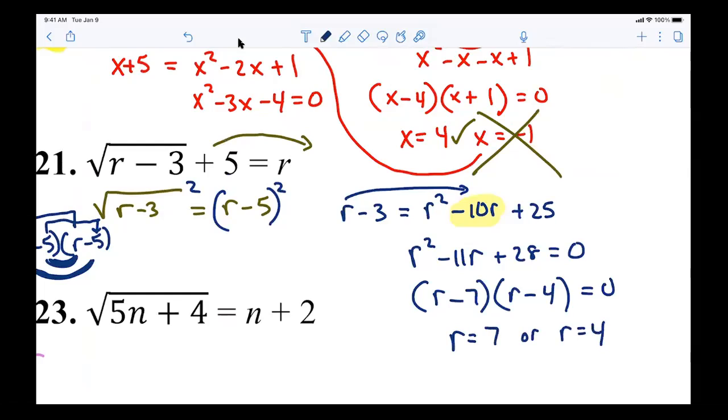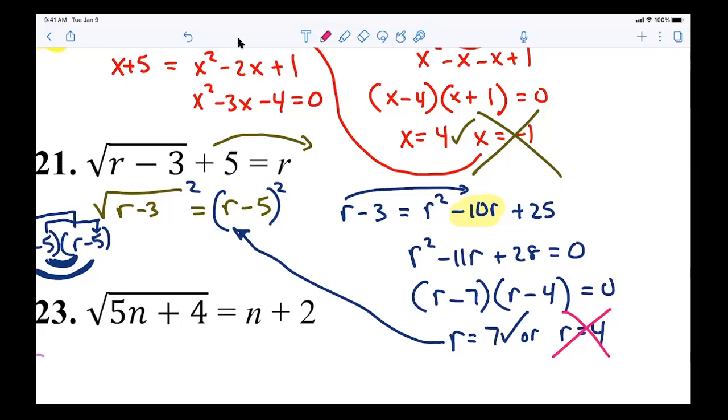Now, is it possible for it to be 7? If I plug 7 in, do I get a positive number? 7 minus 5 is positive, so that one's going to work. What about if I plug in 4? 4 minus 5 is what? Can a square root be negative? No. So that's the extraneous solution. No good. Everybody okay with that?